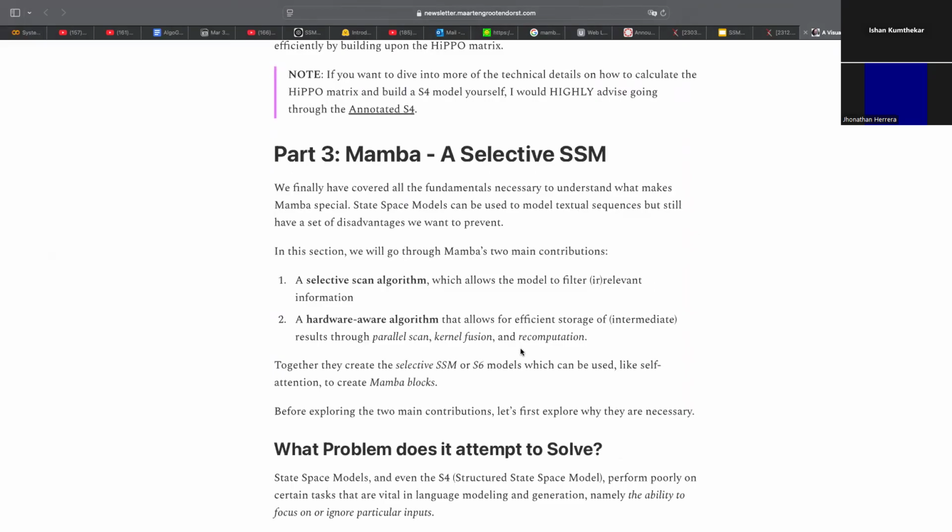Remember, selective, that's a very important keyword. It selects important information and ignores what's not relevant. So it's broken into two parts: the selective scan algorithm, which allows models to filter irrelevant information, and the hardware-aware algorithm. Mamba is very computationally expensive, but the people who made it designed it so that it doesn't really affect your GPU and it runs just as well. So these are the two main benefits of Mamba.